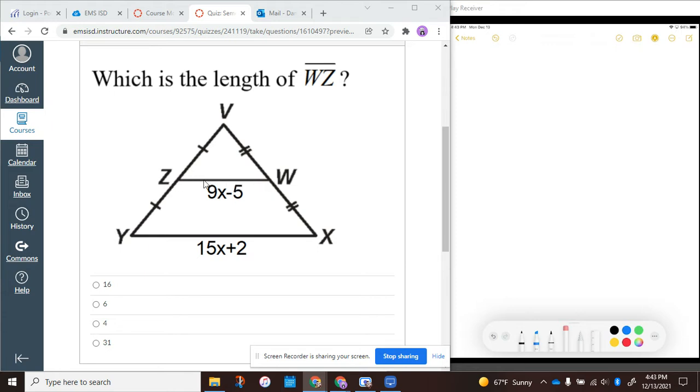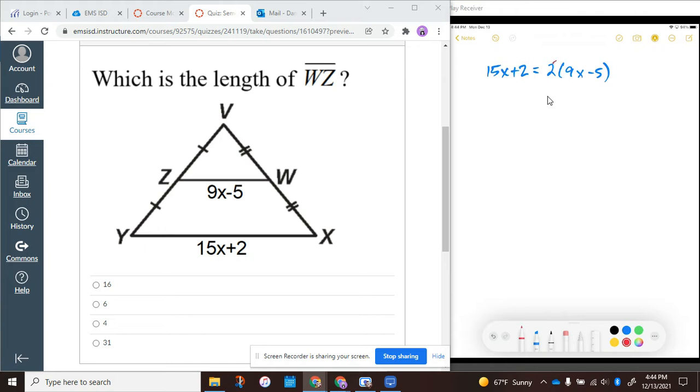What that means is that this length right here, 9x minus 5, is half of the length of the side it corresponds with, 15x plus 2. So the way we set up that equation is: the side length, 15x plus 2, is twice as much as the mid segment. So it equals 2 times the mid segment, 9x minus 5. That very quickly becomes a pretty easy equation to solve.